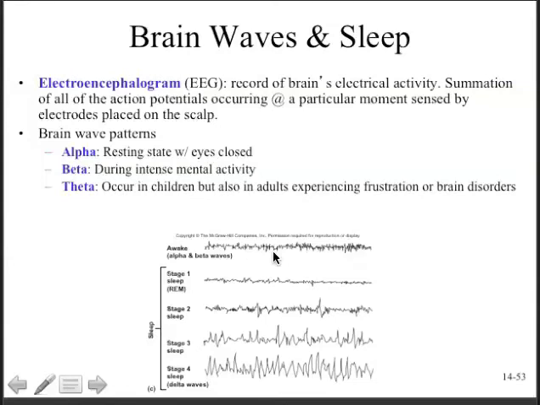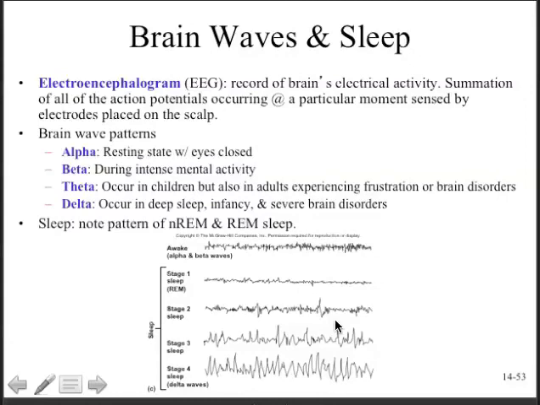And theta waves occur in children, but also in adults that are experiencing frustration or who may suffer from brain disorders. Delta waves, which you can see down here, occur in deep sleep, in infancy, and in individuals that have severe brain disorders. So you can see that there's a very characteristic waveform to each of these different patterns.